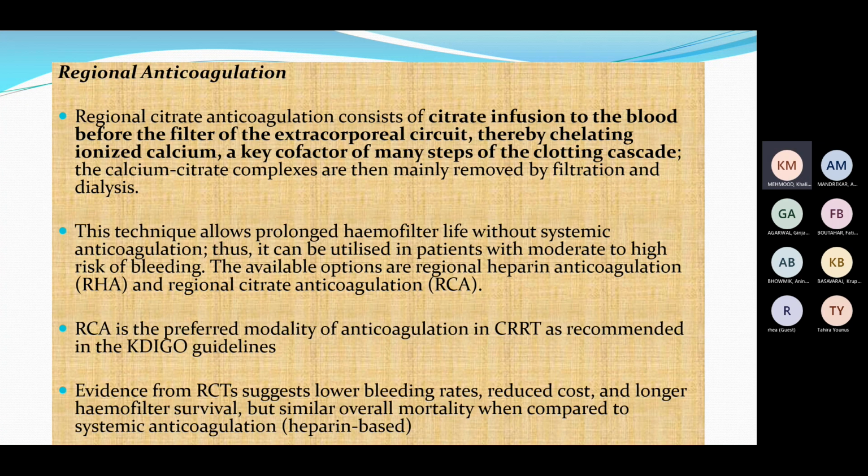Regional citrate anticoagulation basically consists of citrate infusion to the blood before the filter of the extracorporeal circuit, thereby chelating ionized calcium, a key cofactor of many steps of the clotting cascade. Most commonly used is a citrate filter. The citrate circuit basically takes away your calcium, so the blood returning to the patient's body is depleted of calcium.